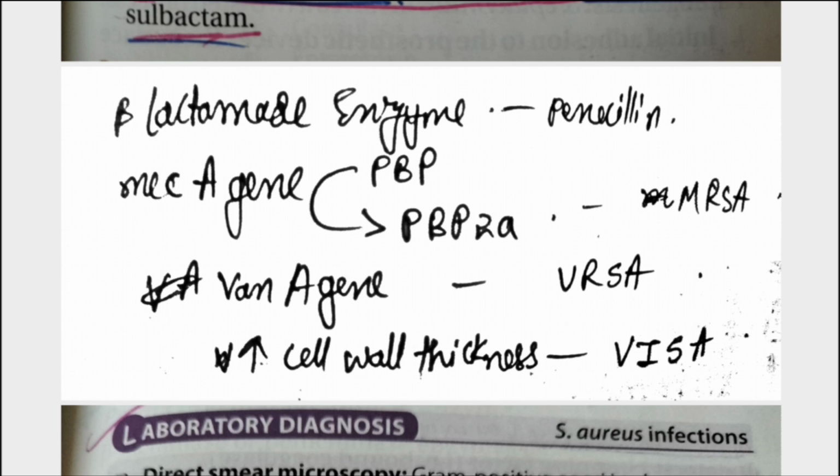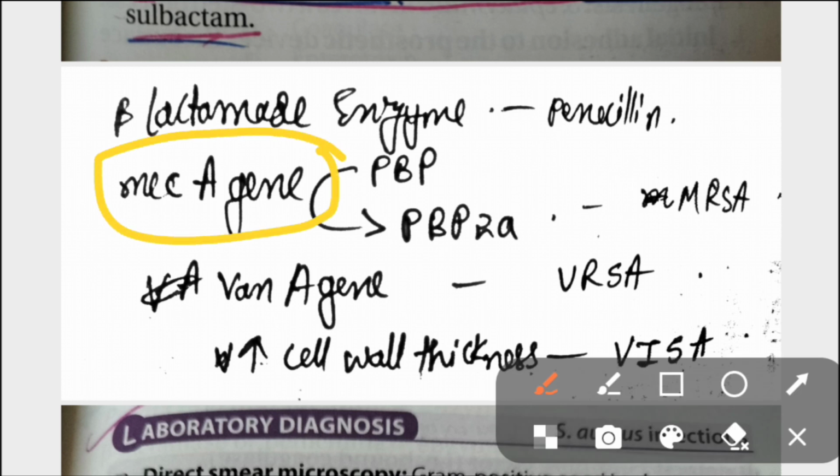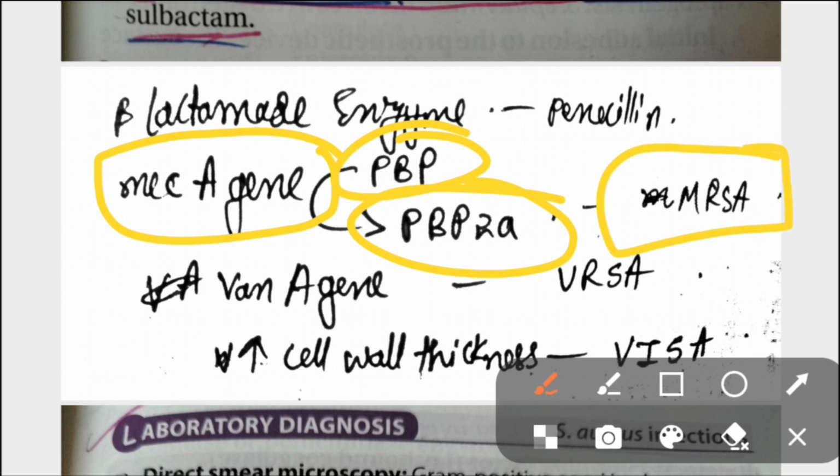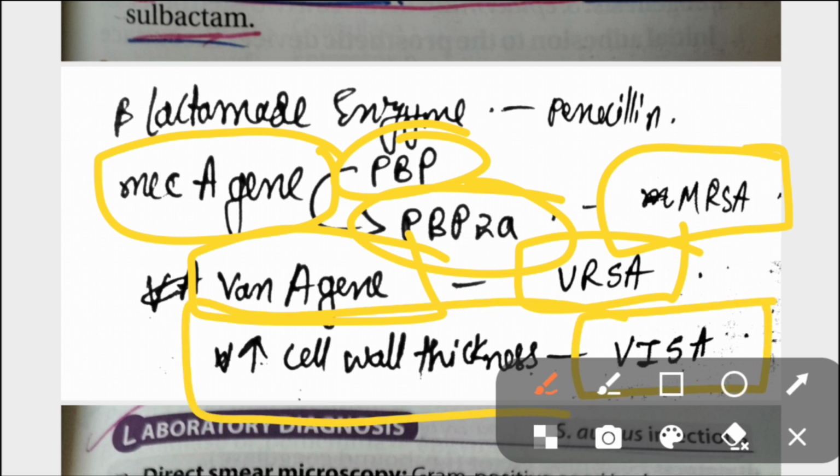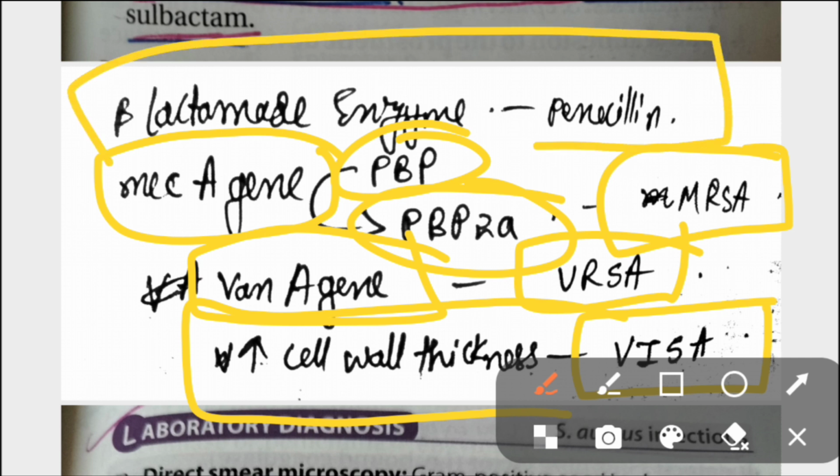Mutation in the mecA gene converts a penicillin binding protein into penicillin binding protein 2A. Thus, there is formation of MRSA, that is methicillin resistant Staphylococcus aureus. Mutation in the vanA gene causes vancomycin resistant Staphylococcus aureus, and vancomycin intermediate Staphylococcus aureus is by increase in the cell wall thickness. Okay, these are the four main mechanisms of resistance: production of beta lactamase enzyme, mutation in the mecA gene, mutation in the vanA gene, and increase in the cell wall thickness.